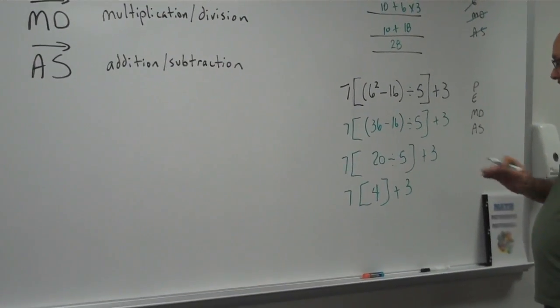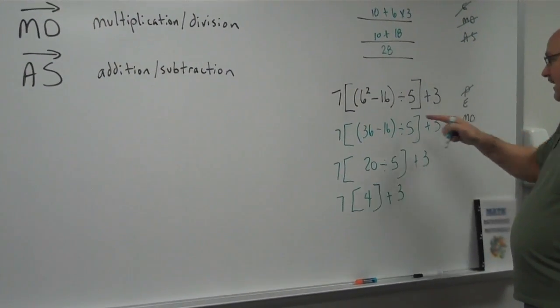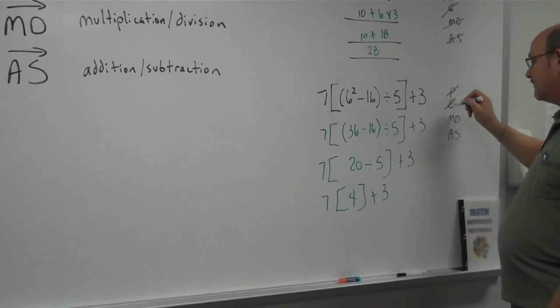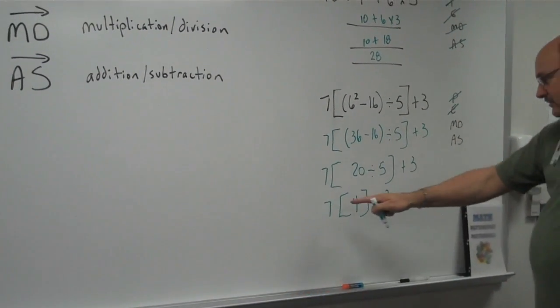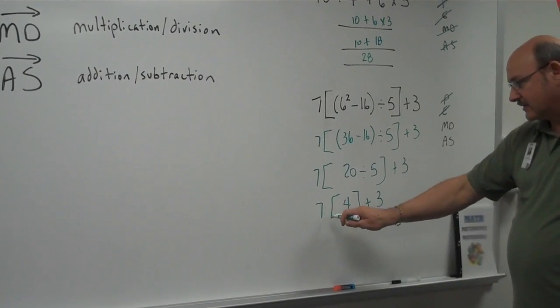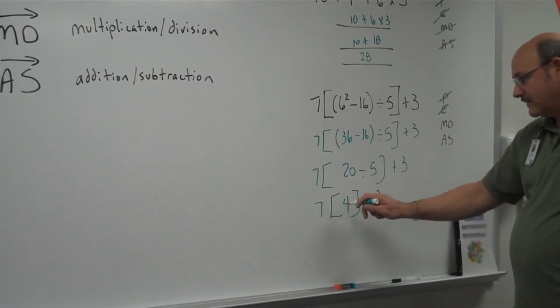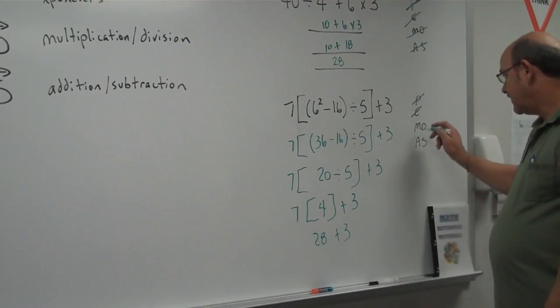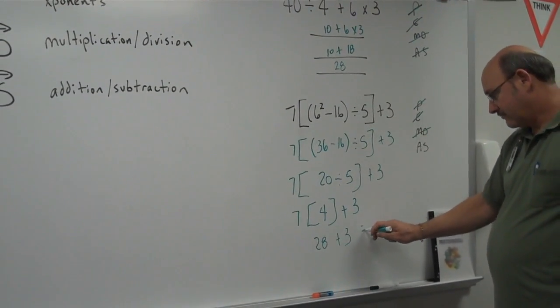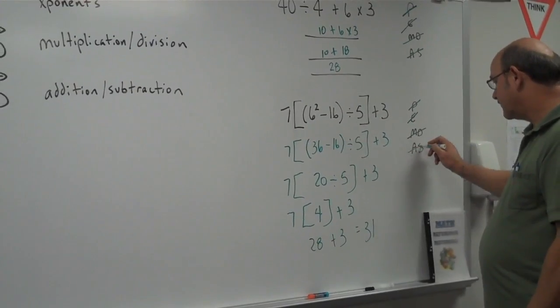Okay. Now I've done all my parentheses. I've done the one exponent I had in my problem inside the parentheses. I have some multiplication, division. I have multiplication right here, there's not a sign. That means multiply. 7 times 4 is 28 plus 3. Now I have some addition left. My answer would be 31.